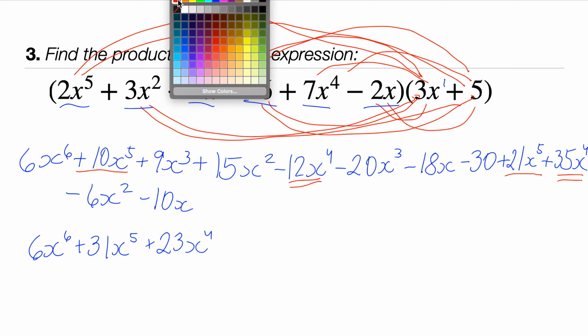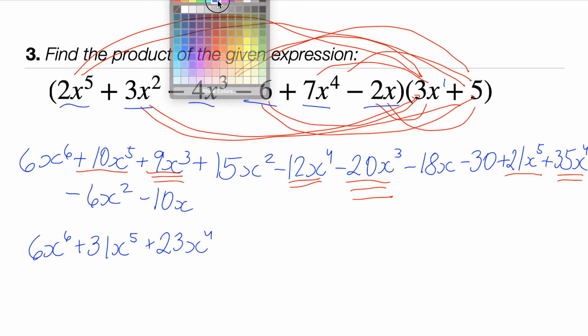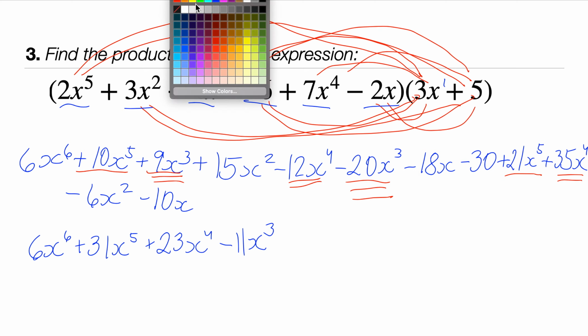Let's go to the cube now. This is 9x cubed, and this is negative 20x cubed. So 20 minus 9 is 11. Copy the sign of the bigger number, negative. So what we have is negative 11x cubed.